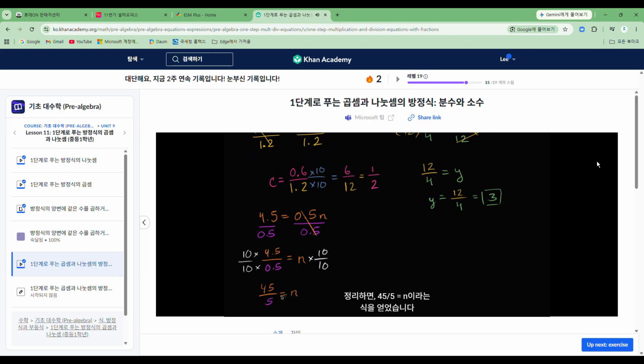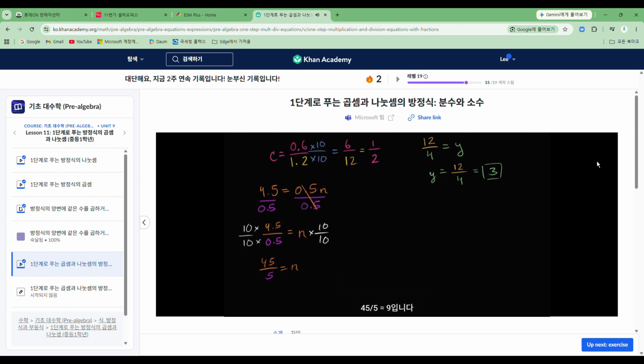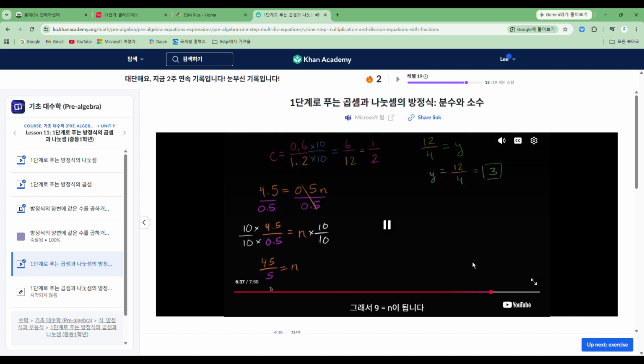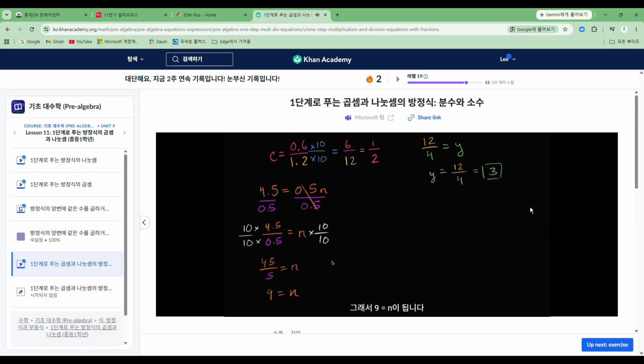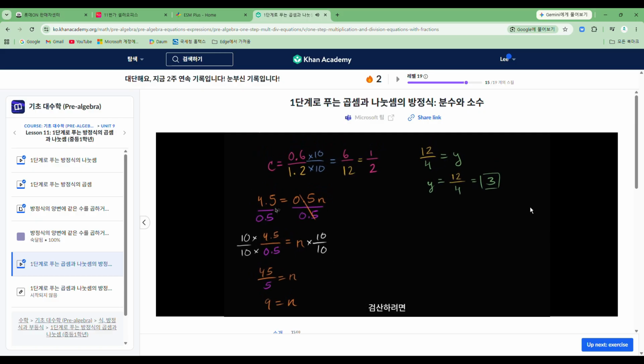But anyway, you have n is equal to 45 over 5. Well, what's 45 over 5? That's going to be 9. So we have 9 is equal to n, or we could say n is equal to 9. And you could check that. 4.5 is equal to 0.5 times 9. Yep, half of 9 is 4.5.